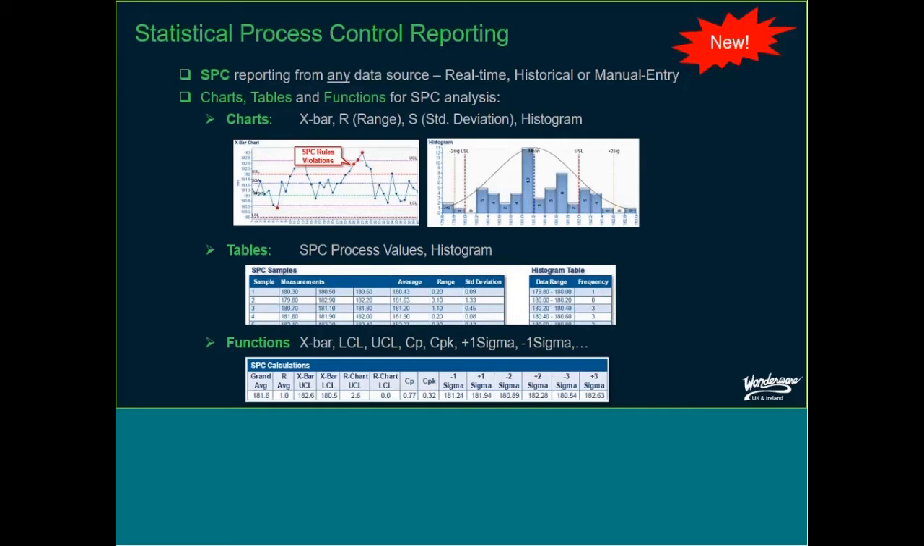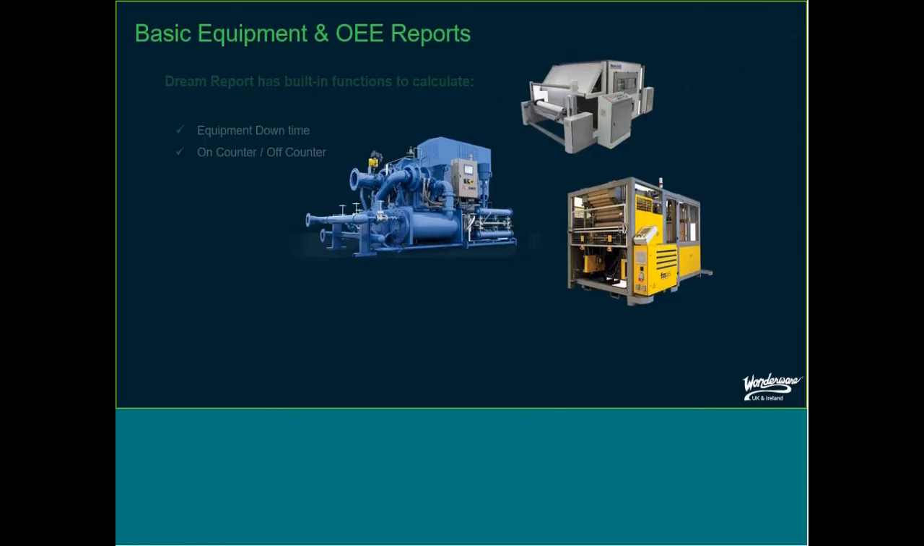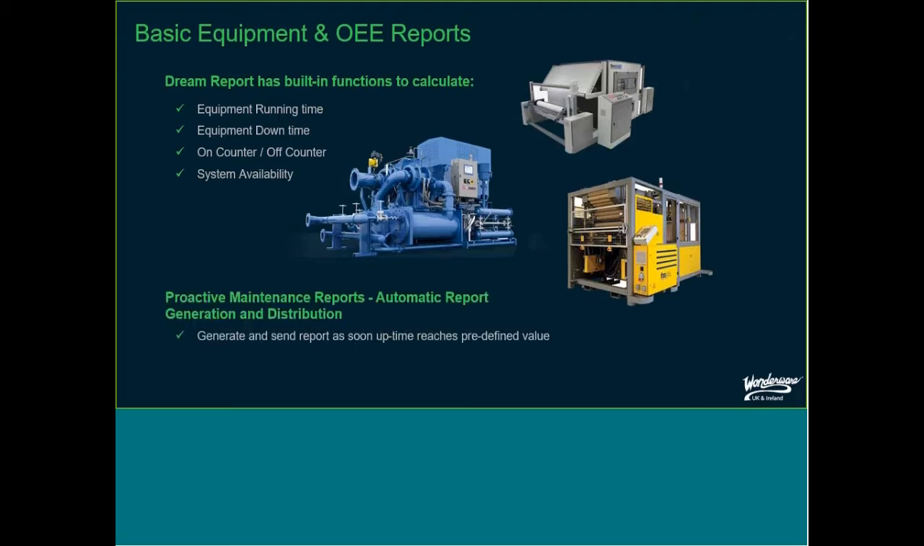capability reporting, limit reporting. You can also use Dream Report to do basic equipment and OEE reports, because Dream Report has built-in functions to calculate equipment running time, downtime. It will count how many times the machine has gone on, off, how long it's been running, calculate system availability.